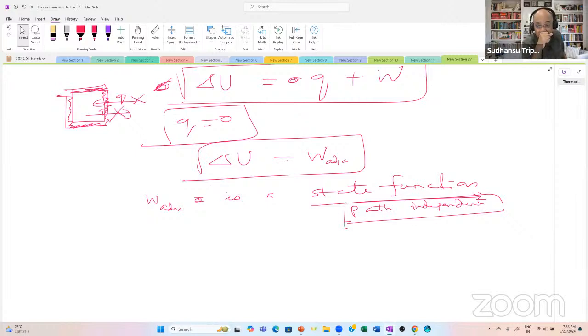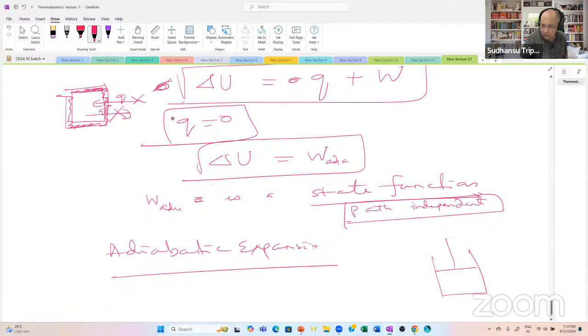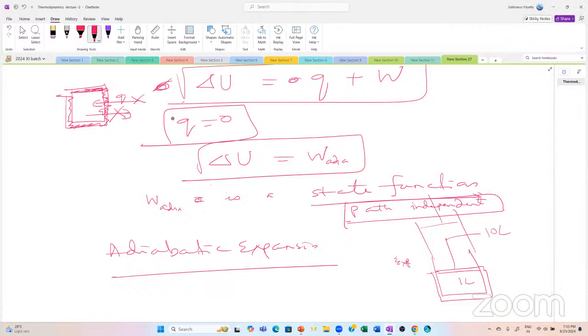So what was I asking? What other changes will you notice when, supposing I am talking of simply adiabatic expansion? No chemical change. It is all insulated, but there is a movable piston, all insulation. So it expanded from, say, 1 liter and now it becomes 10 liters. Then what will happen to the temperature? Sir, I think cooling effect will be shown and internal energy will decrease.